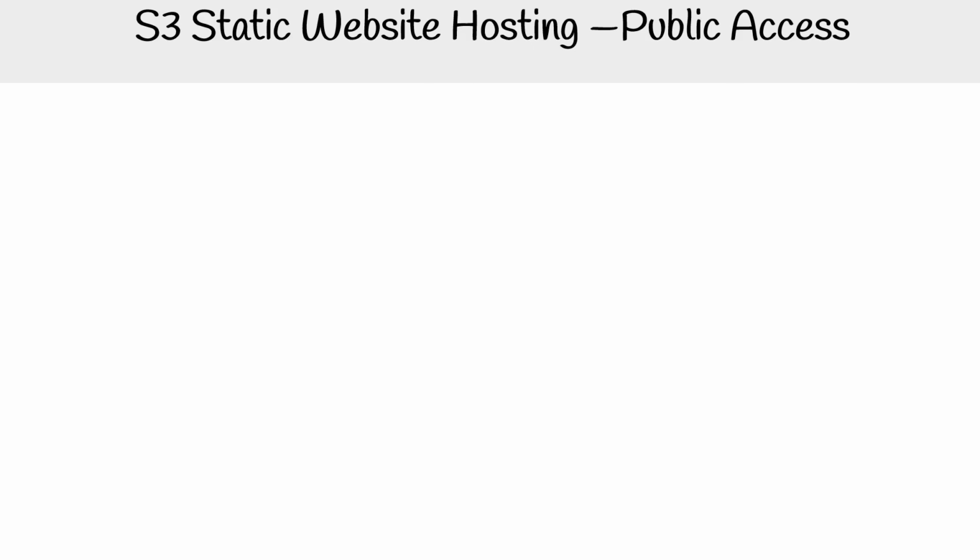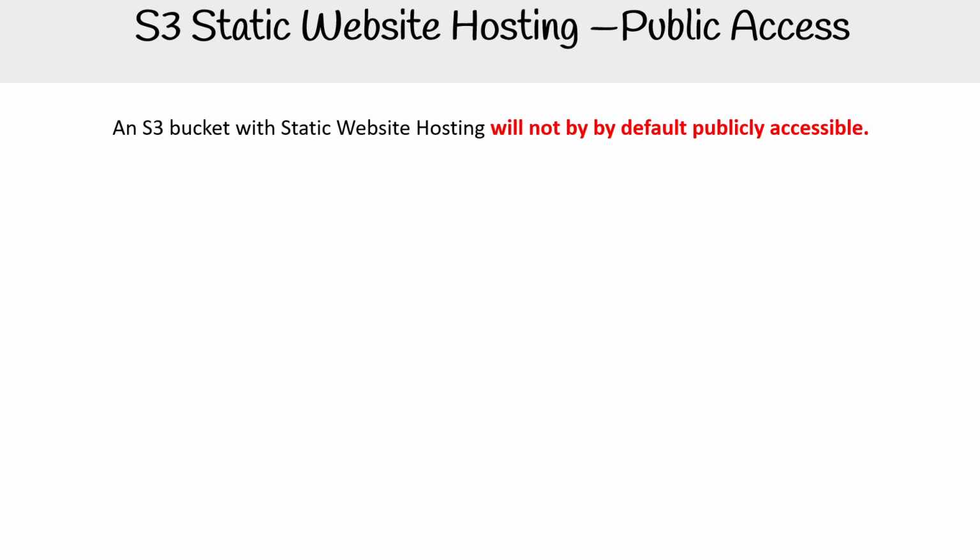Okay, so we turn on S3 static website hosting, we go to our website, and guess what? It doesn't work because by default, the website will not be publicly accessible. You have to do additional configurations in order for people to be able to see it. So let's talk about the different types of configurations because there are a lot of ways that we can do this.